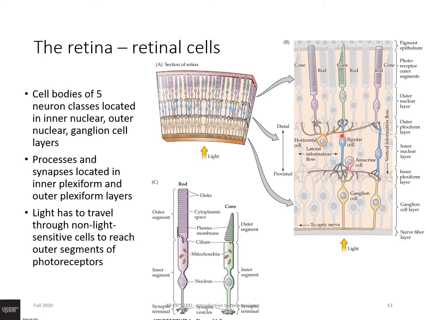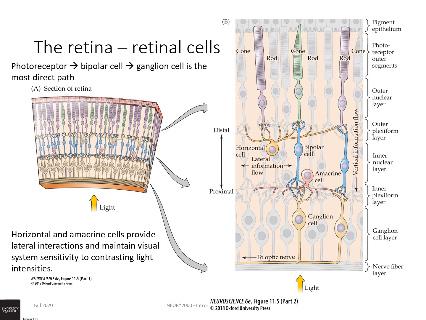Those connect also to bipolar cells that then synapse onto the ganglion cells, and the ganglion cells are what combine and converge to form the optic nerve. So the path of information signaling goes from the photoreceptor to the bipolar cell and then the ganglion cell. That is the most direct path.